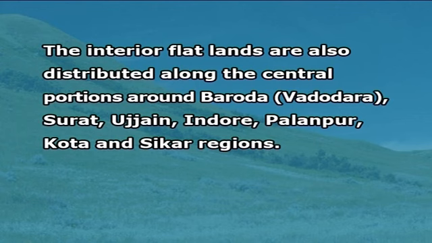The interior flatlands could be seen around Rajkot, Bilkha, Gondal and Jamjodhpur regions, which have a topographic elevation of 100 to 500 meters above the mean sea level. The interior flatlands are also distributed along the central portions of this map around Baroda, that is Vadodara, Surat, Ujjain, Indore, Palanpur, Kota and Sikar regions.